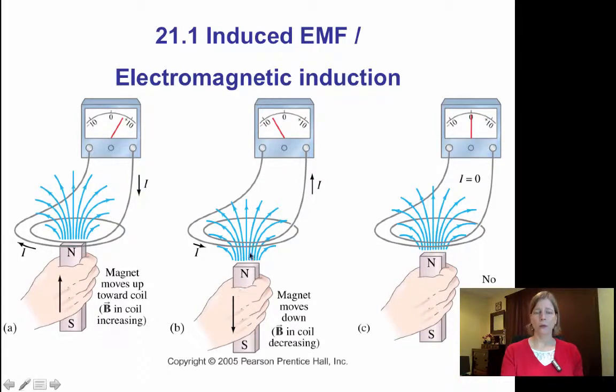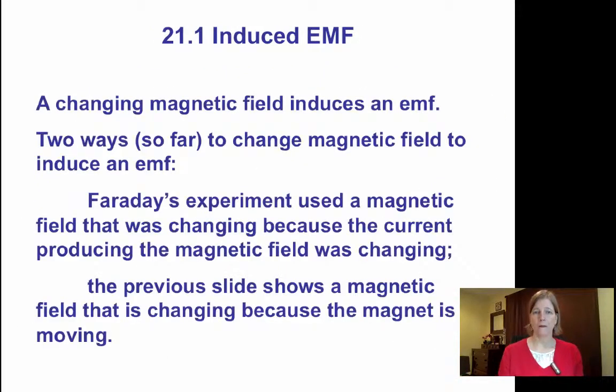As you move the magnet away from the loop of wire, we induce a current again, but now the current is going counterclockwise. So the direction of the current does change, and we're going to have to be able to figure out that direction, but we'll get to that. All right, so we have a magnetic field that induces a current, and so far we have two ways.